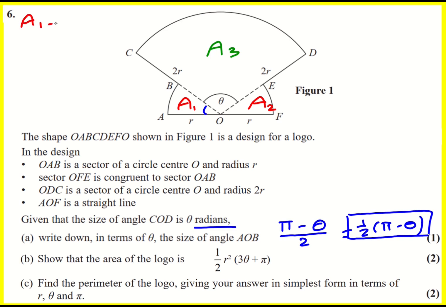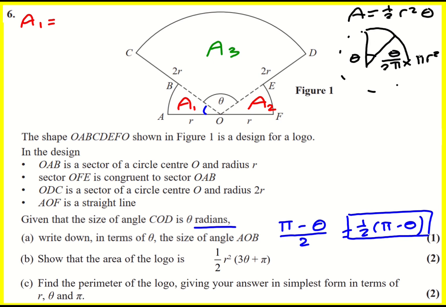So A1, don't forget the area of a sector formula when working in radians. It's a half r squared theta. This comes from drawing a sector with an angle of theta. The fraction of the circle that we have is theta over 2 pi, and I'm timesing that by the area of the whole circle, pi r squared. The pi's cancel, leaving us this, a half r squared theta. So remember, learn that formula, and I'd say learn how to derive it.